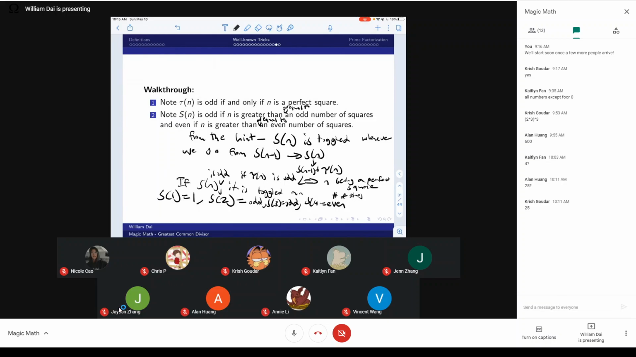Turns out it should say it's toggled an even number of times. So when you're jumping from 1 to 2, it's not toggled. 2 to 3, it's not toggled. 3 to 4, it is, because 4 is a square, so it's toggled 1 time here. And now Sn is even, because it starts out odd here, and then when it's toggled it switches parity.